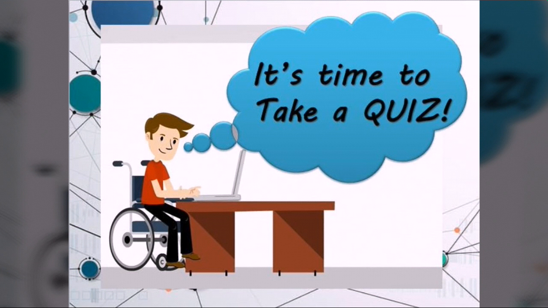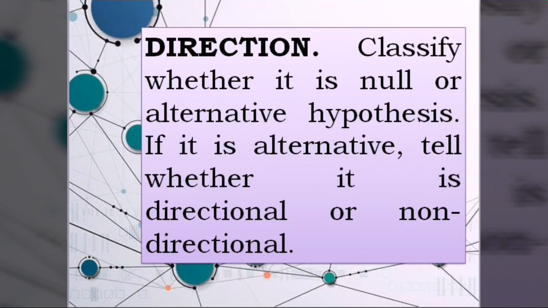Now, since you already know what a hypothesis is and what the types or forms of hypothesis are, it's time to take a quiz. Be ready, students. For the direction, classify whether it is a null or alternative hypothesis. If it is alternative, then tell whether it is directional or non-directional. Get 1/2 crosswise and answer it on your paper.